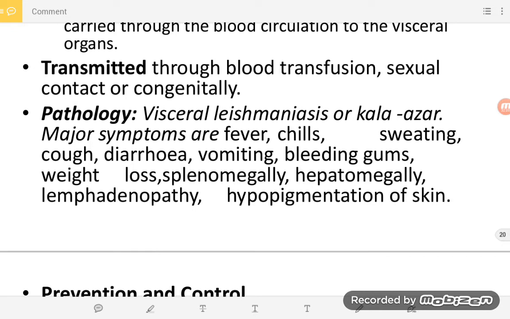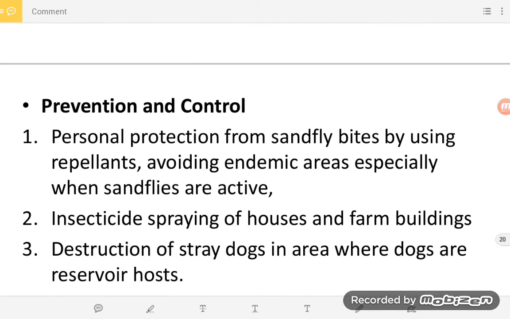So here, if the liver is affected, sometimes we can see hepatomegaly, an enlarged liver. If the spleen is affected, we can see splenomegaly. Remember these things, right?